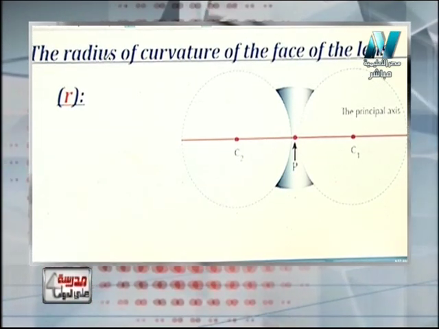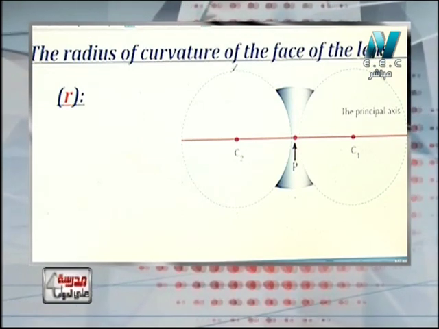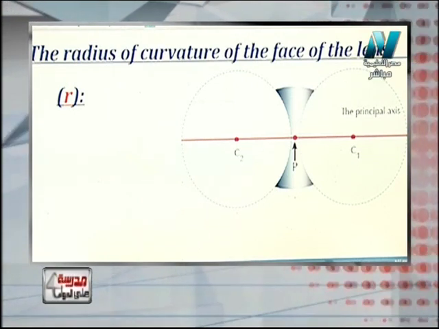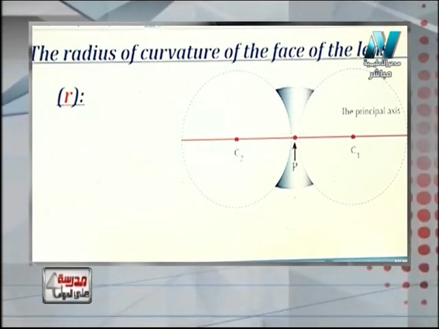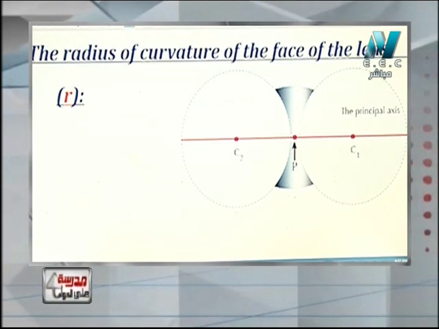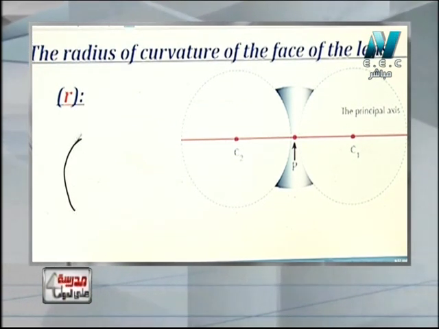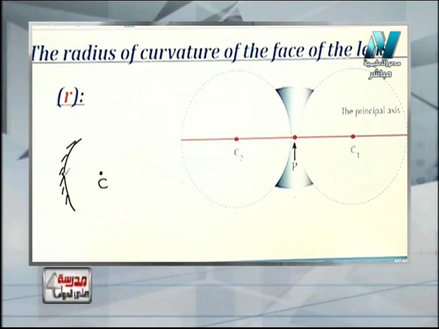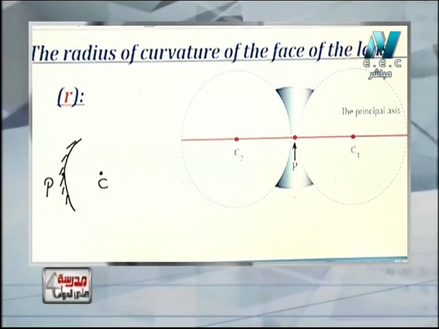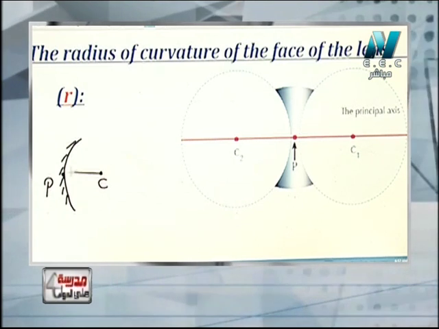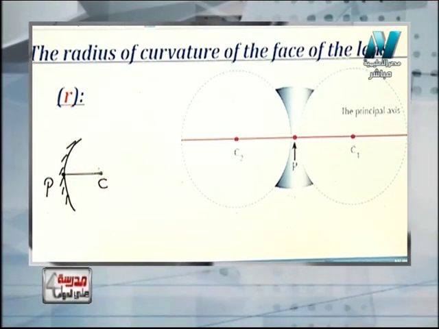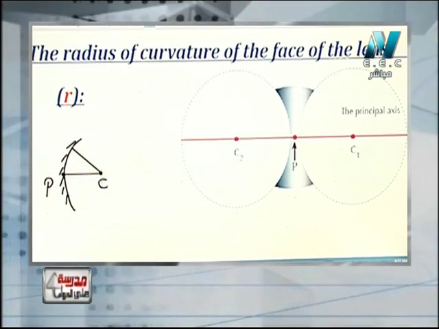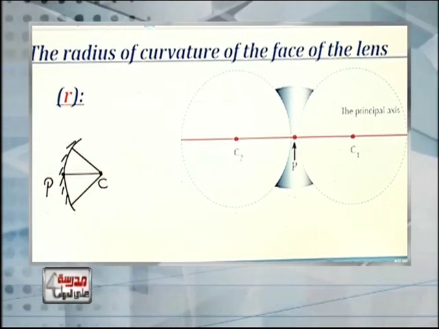We have radius of curvature. Let's remember together the radius of curvature of the spherical mirror. Here is a concave mirror, and here we have the center of curvature, C. Here we have the pole of the mirror, P. The distance from C to P is the radius of curvature. And from C to any point on the mirror is also the radius of curvature.